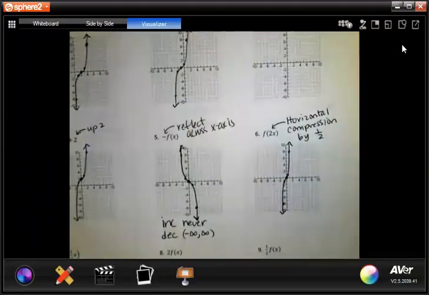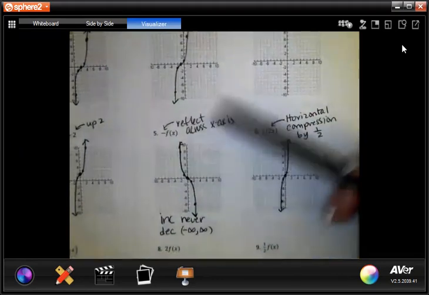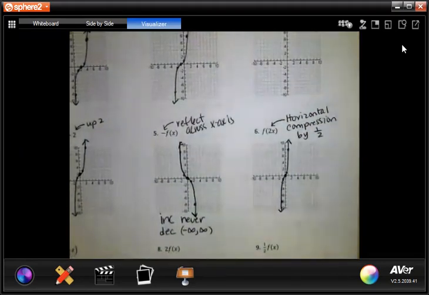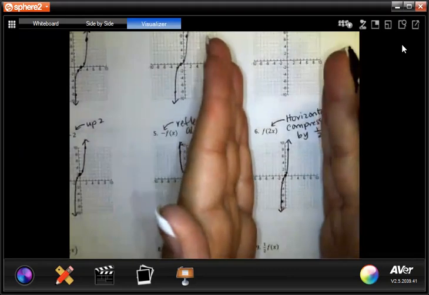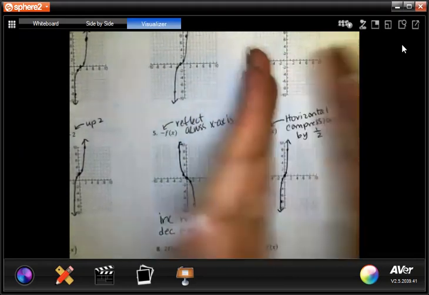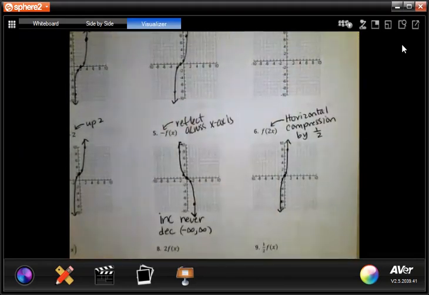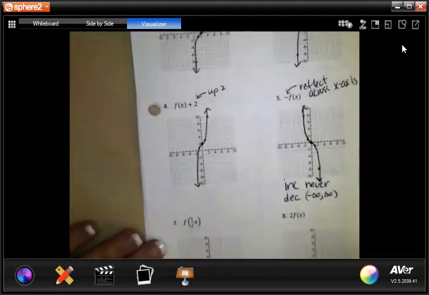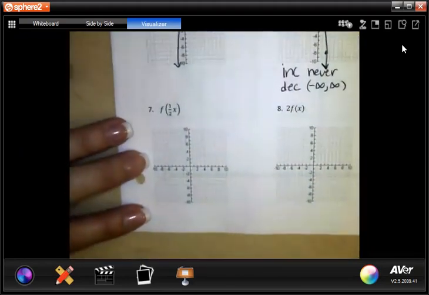This is where we changed the way that it looks. So the translations just picked it up, moved it around. These actually changed the way it looks. We took it from the side here and squished it in. That's what a horizontal compression looks like. I'll go ahead and do the horizontal stretch as well so you guys can see that.